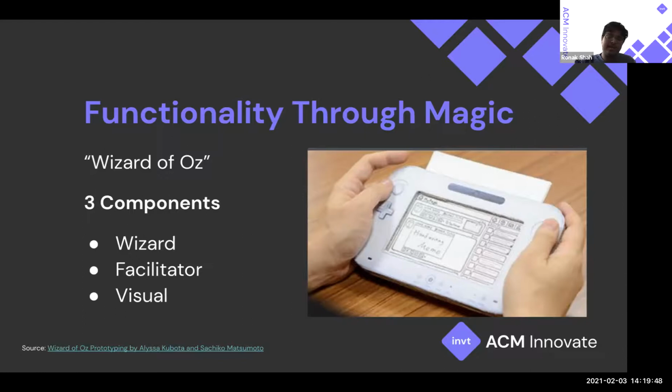This way you can immediately gather feedback and ask, hey, is this idea making any sense? Does this flow make sense? Is it intuitive? And you can see things in real time.